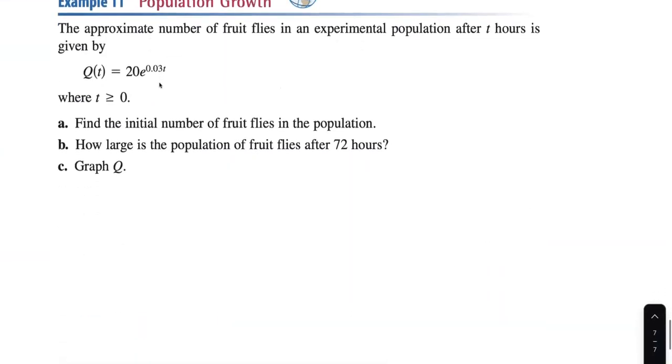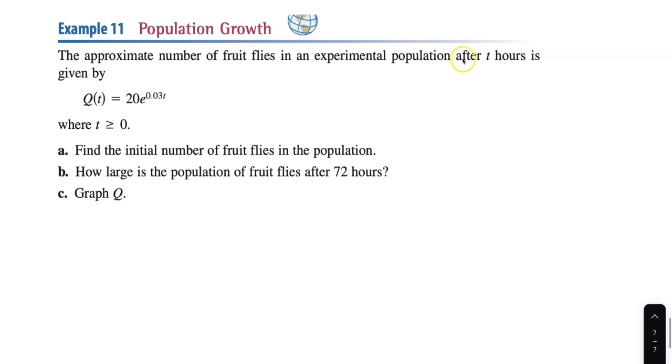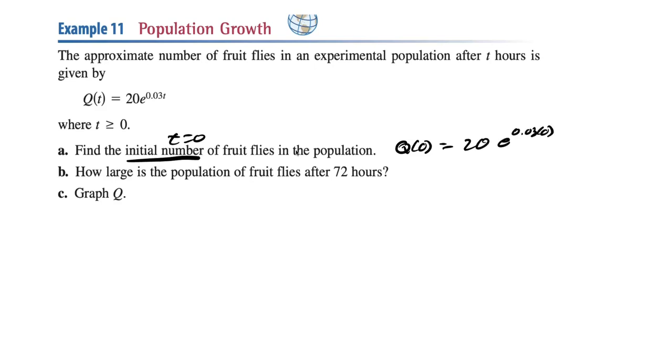Okay, last one here. The approximate number of fruit flies in an experimental population after T hours is given by this. So you can tell we're doing an exponential function here, and it's telling you the number of fruit flies over time. Find the initial number of fruit flies. Initial is always time equals 0. So here we're going to do the same thing. My Q initial, we're just going to plug in 0. Anything times 0 is 0, so we get 20 e to the 0, which is just 1. A to the 0 power is 1, so you just get 20. In general, the A is always your initial. So anyway, we have 20 fruit flies.